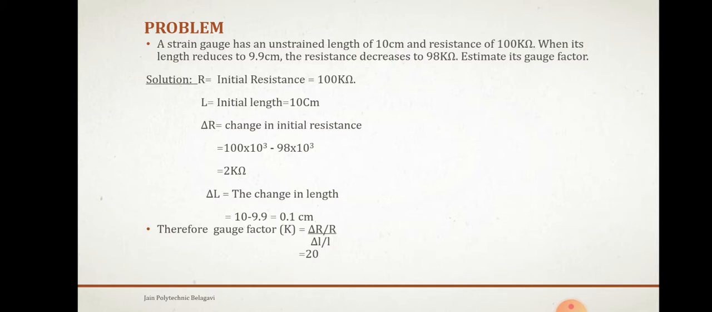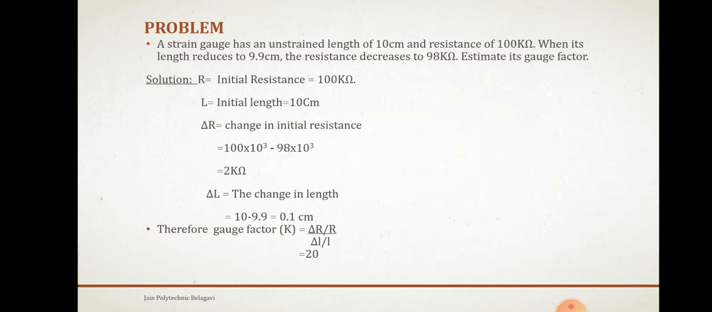The problem states here: a strain gauge has an unstrained length of 10 centimeter and resistance of 100 kilo ohm. When its length reduces to 9.9 centimeter, the resistance decreases to 98 kilo ohms. So what do we have to do? We have to find the gauge factor. So we will see the solution here.